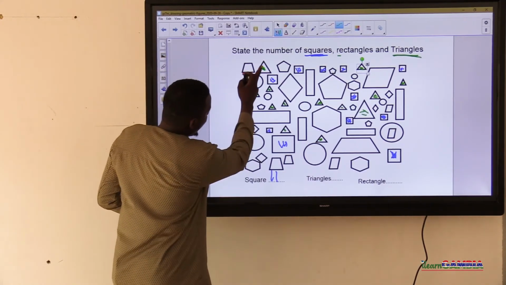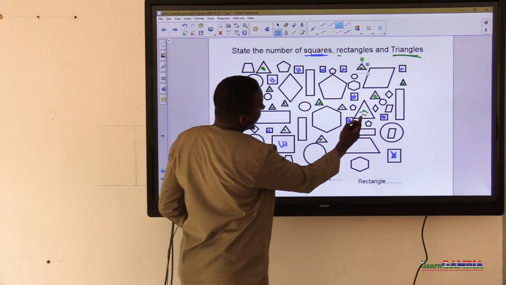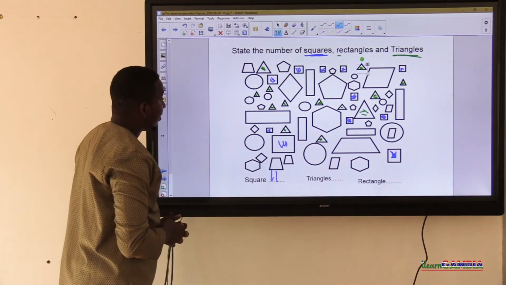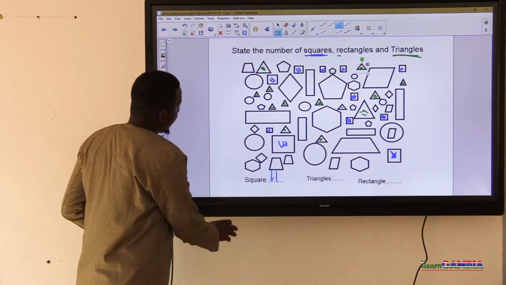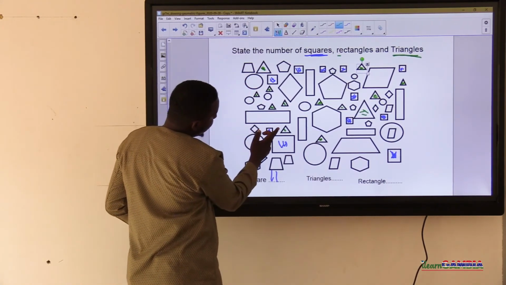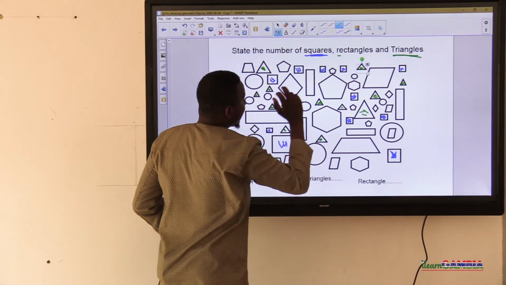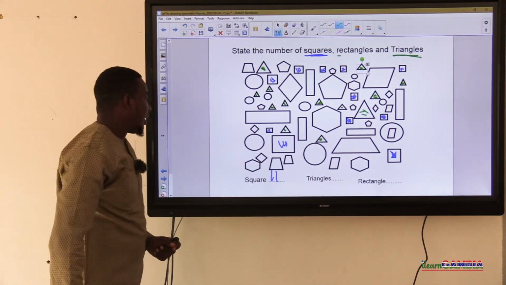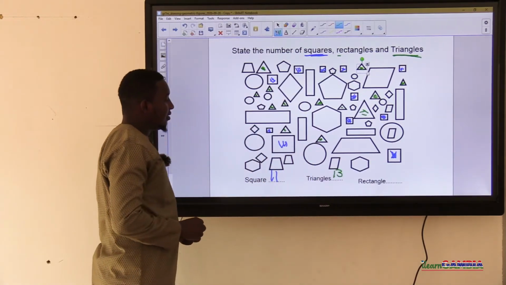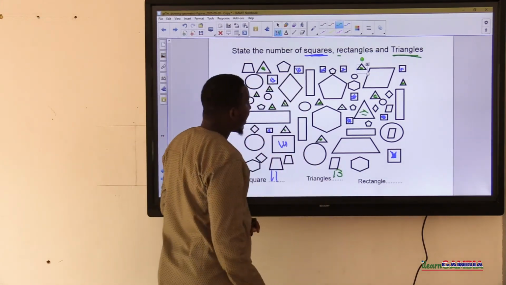We have 1, 2, 3, 4, 5, 6, 7, 8, 9, 10, 11, 12, 13. Can we count again and see if we have 13 triangles? 1, 2, 3, 4, 5, 6, 7, 8, 9, 10, 11, 12, 13. We have 13 triangles. Then we move to the last one, that is rectangle.